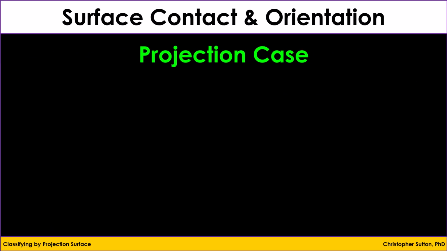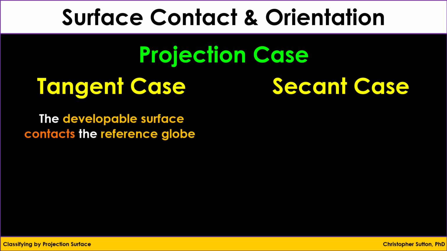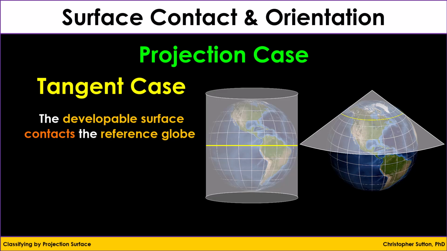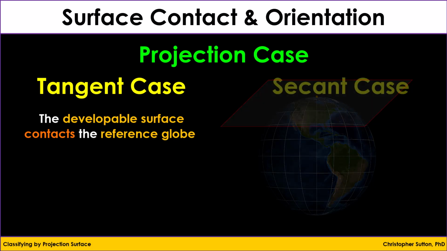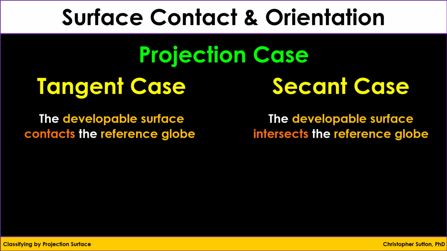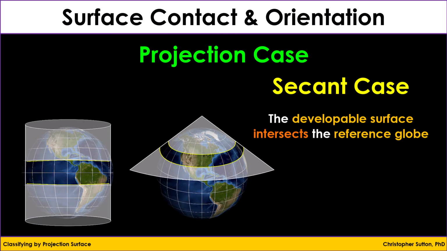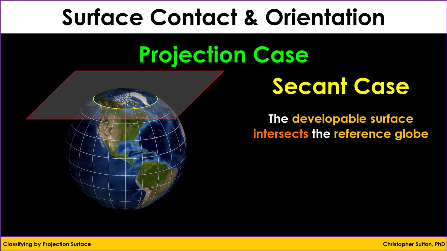There are two types of projection case: tangent and secant. In the tangent case, the developable surface is placed so it contacts the surface of the reference globe. In the tangent case, cylinders and cones touch the reference globe along a line, and a plane touches the reference globe at a single point. In the secant case, the developable surface intersects the reference globe, passing through it. In the secant case, cylinders and cones intersect the reference globe along two lines, and a plane intersects the reference globe along a single line.